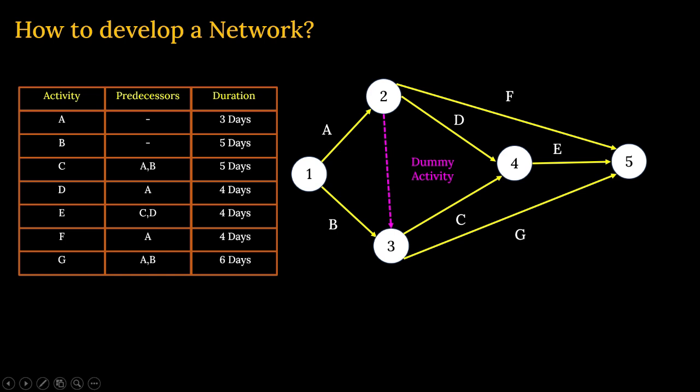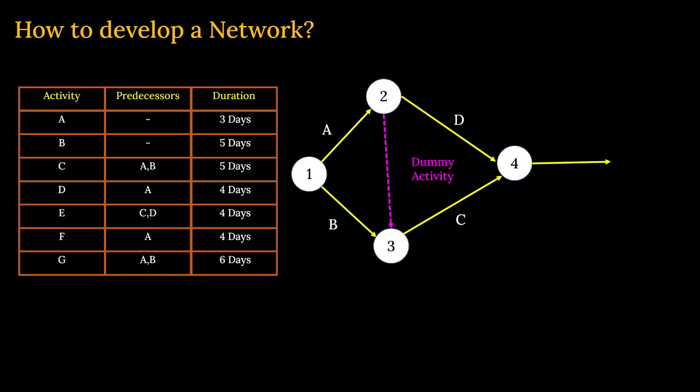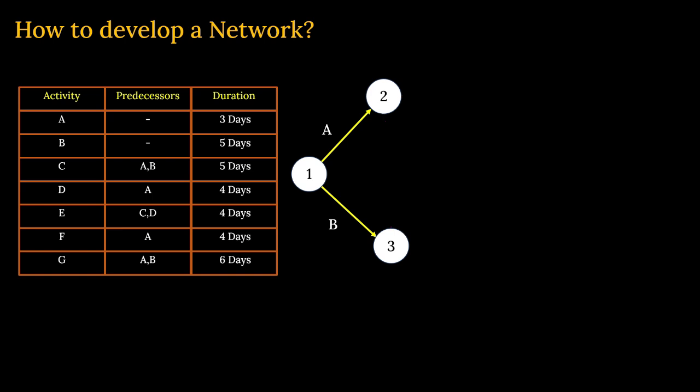So I repeat once again, I'll go back, just have a look how it is starting. It is our start node. A and B have got no predecessors, so A and B are starting from the start node. C is starting, predecessor is A and B. That means A and B both will be completed, and from there C can start.